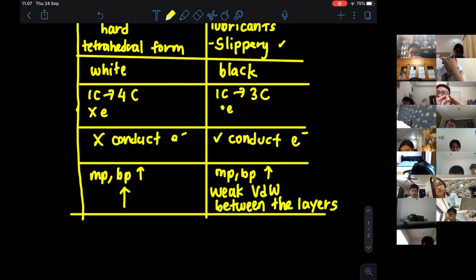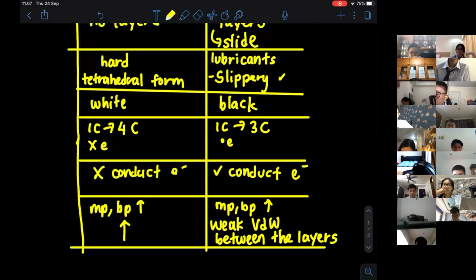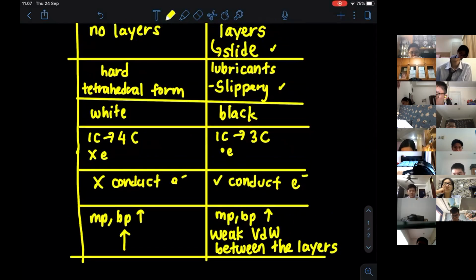single layer, each layer, I think they have bonded with 3 carbon atoms via covalent structure. So they are quite strong, but between the layers, it's weak, and that actually makes it able to slide, and that also makes the melting point and boiling point slightly lower than diamond.